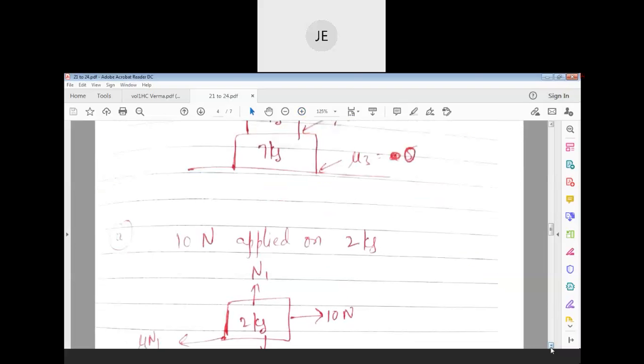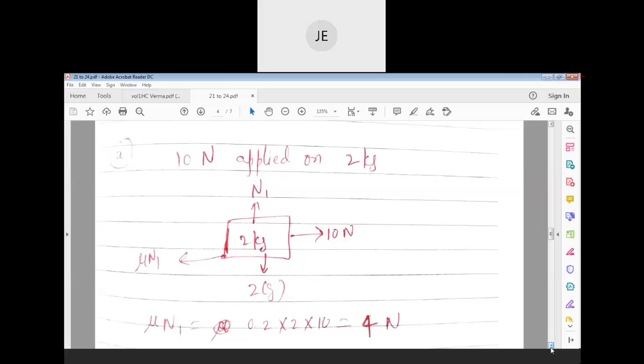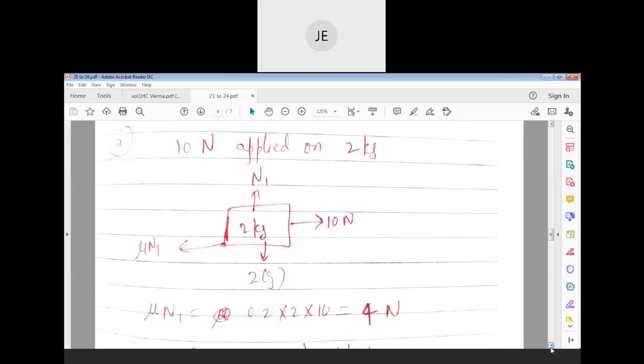So 10 Newton is applied on 2 kg. So normal force upwards, weight downwards, 10 Newton rightwards, frictional force leftwards. So frictional force is mu into N1, which is 0.2 into 2 into 10, 4 Newton.